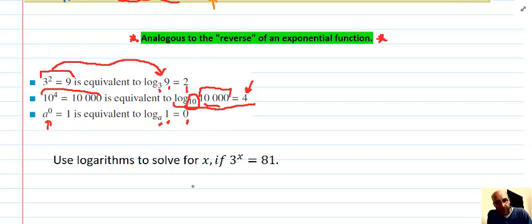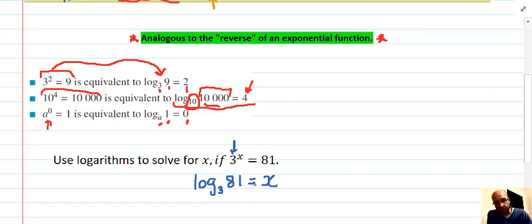So let's rewrite that in log form. So 3 is the base. We're going to take log to the base 3 of 81 equals x. So remember, it's like saying, well, base of 3 raised to what gives us 81? That's like saying the same thing, it's the equivalent thing.